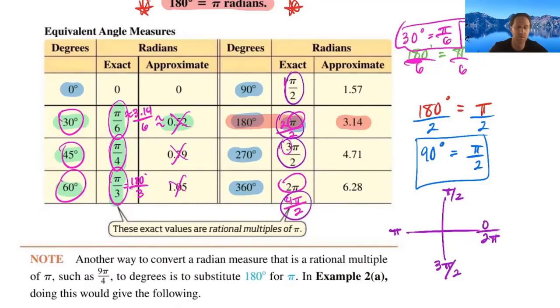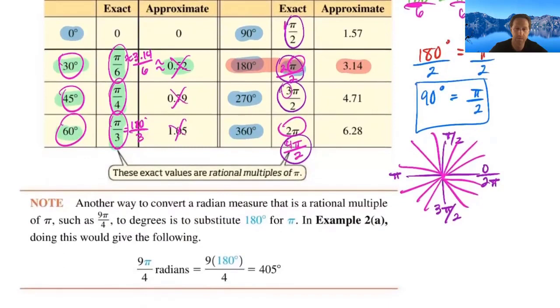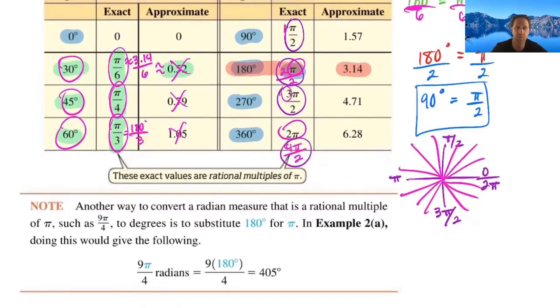Whatever you do, make sure you memorize these because, of course, we're not going to just play in quadrant 1 for the 30, the 45, and the 60. We're also going to do that in quadrant 2 for the 30, the 45, and the 60. Quadrant 3 and quadrant 4. So how can we convert these things? Well, like I mentioned, you can just take what you know, and that is what pi is equivalent to.